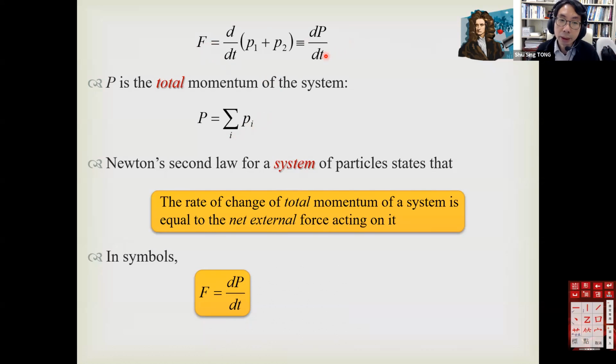So Newton's second law for a system of particles says that the rate of change of the total momentum of a system is equal to the net external force acting on it. So that is the answer. That is what we want. And in symbols, we write F as dP/dt. You can write it as a vector also. If you add a vector sign, then vector F is equal to d vector P/dt. The vector P is not a single particle momentum. The vector P stands for the sum of the momenta of all the particles in the system. Okay, is that clear?